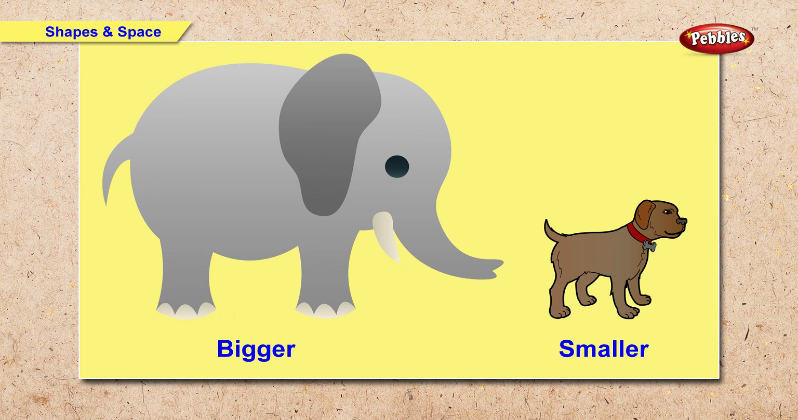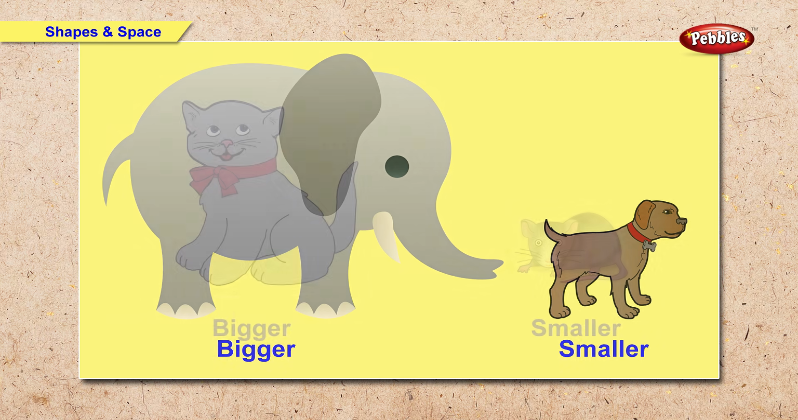Now we have an elephant and a dog. Which is the bigger animal and which is the smaller animal? Who's going to tell me? Right! An elephant is the bigger animal and a dog is a smaller animal.